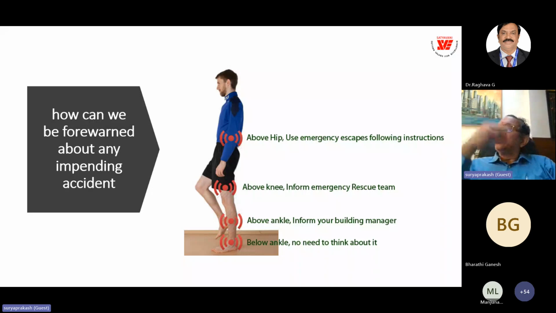So this is how we cautioned the people, the occupants of the building. There is an IS code where the vibration can be sensed by people, laymen. If the vibration is felt below the ankle, there is no need to think about it. People talk about vibration, but they don't sense how deep it is and how difficult it is. If above the ankle, inform your building manager; above the knee, inform the emergency rescue team; if above the hip, use emergency escape following inspection. So this is a very, very important codal provision to sense the level of vibrations.